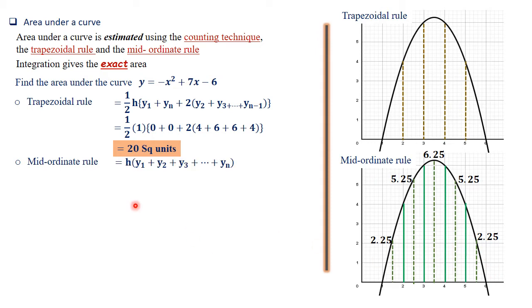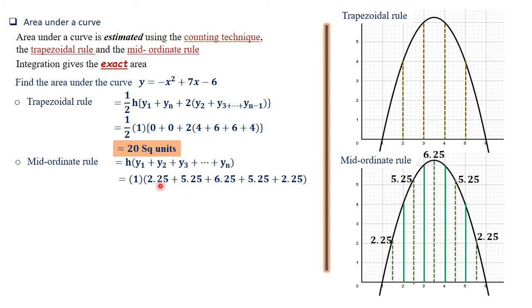Therefore, now the mid-ordinate rule is h in brackets, the first height plus the second plus the third, all the way up to the last. For my case, therefore, I'm going to have h as 1. That is the width of the trapezia that are given. The distance from 1 to 2 is 1, 2 to 3 is 1, 3 to 4 is 1, 4 to 5 is 1, and 5 to 6 is 1.